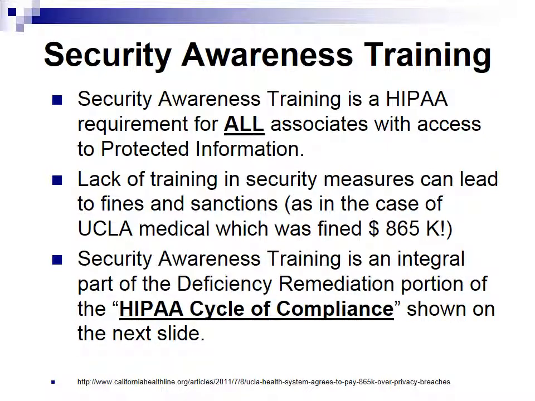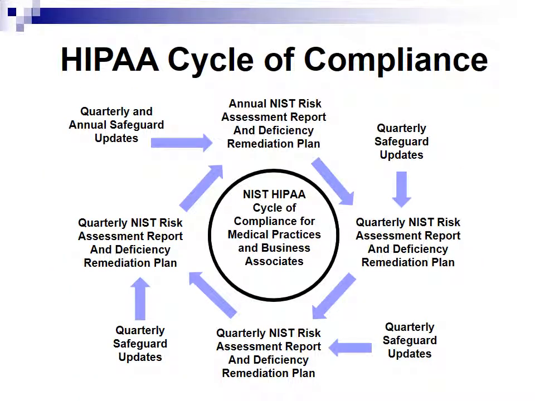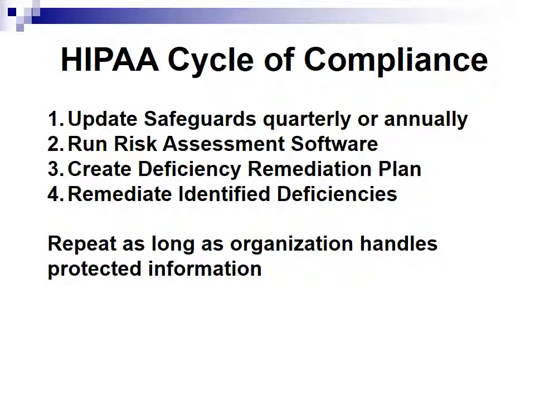Security awareness training is an important part of the overall HIPAA cycle of compliance. The HIPAA cycle of compliance shows the annual tasks required for an organization to achieve and maintain HIPAA security rule compliance. Typically, once a quarter, the organization will 1. Update the status of reviewable safeguards, such as AC1, access control, and AT3, key staff security training.